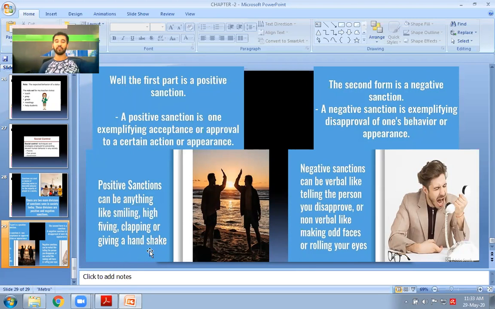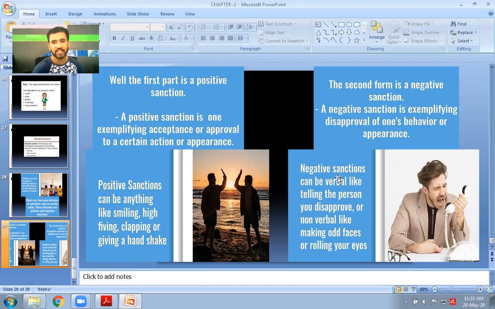We give a high five or we take a high five from someone. Why do we give a high five to someone? Maybe we are exuding our acceptance, we are exuding our approval. We are saying that okay, this is fine, you can do that. So we give a high five. So this is what positive sanction is all about.